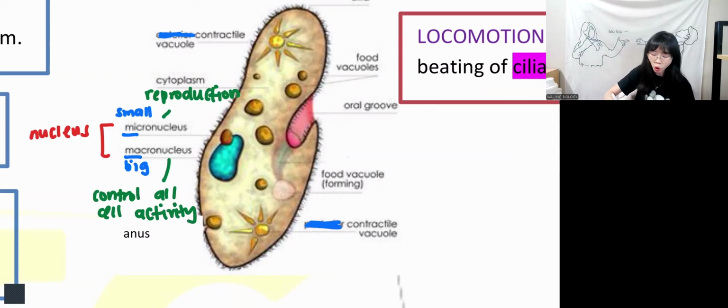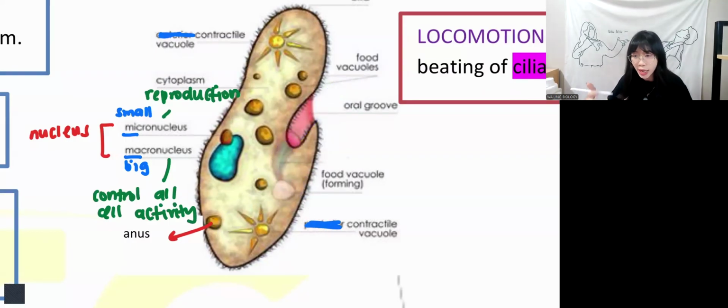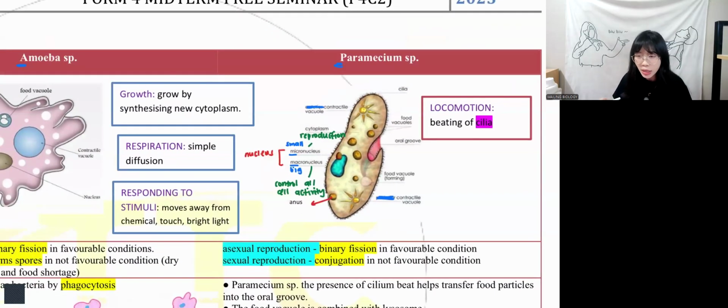And they have an anus. The anus can be any part. It can be here, it can be here, it can be any part, as long as their hole is called anus. So they use their mouth to eat. They form into a food vacuole. The anus will remove the undigested food. This is the labeling for paramecium species.